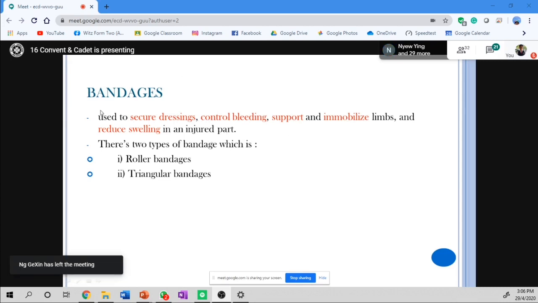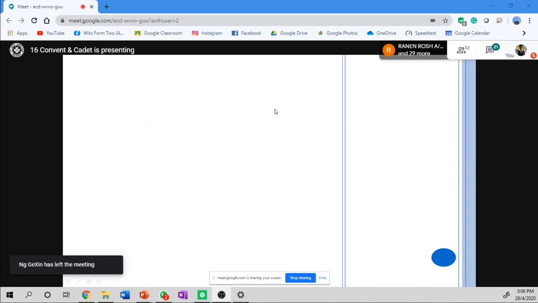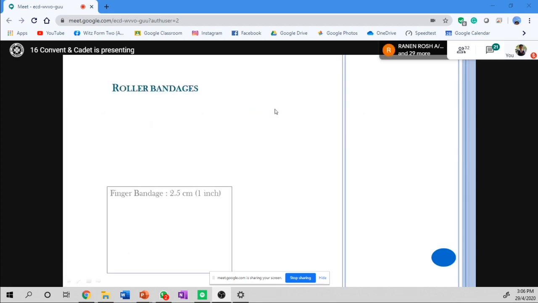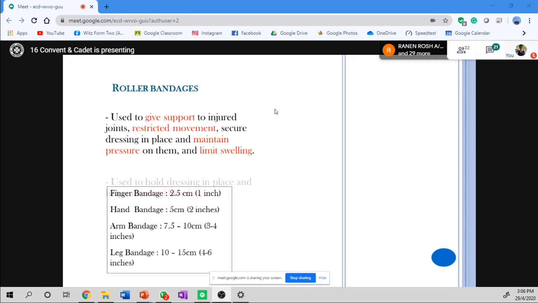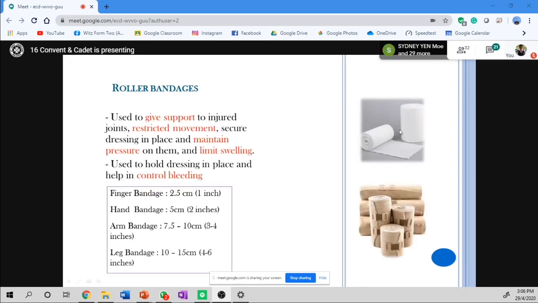The important ones are to secure and also control bleeding. So first is the roller bandage. You can see on the right side, the roller bandage is like this. It's something like a roll, rolling.